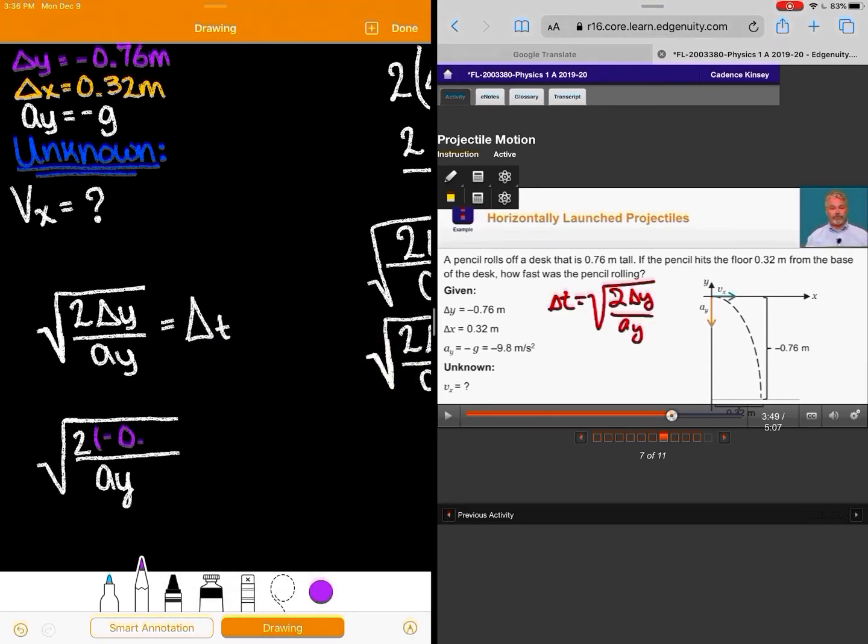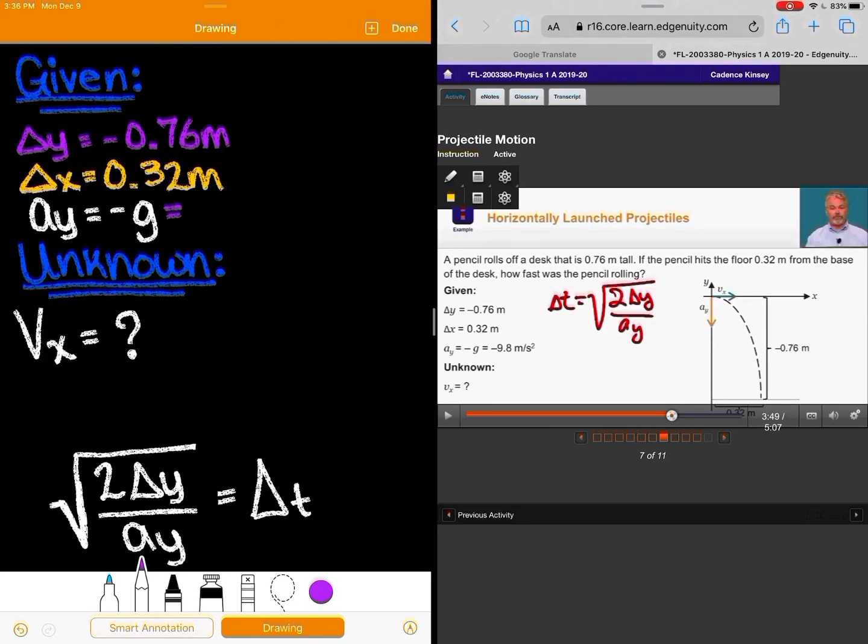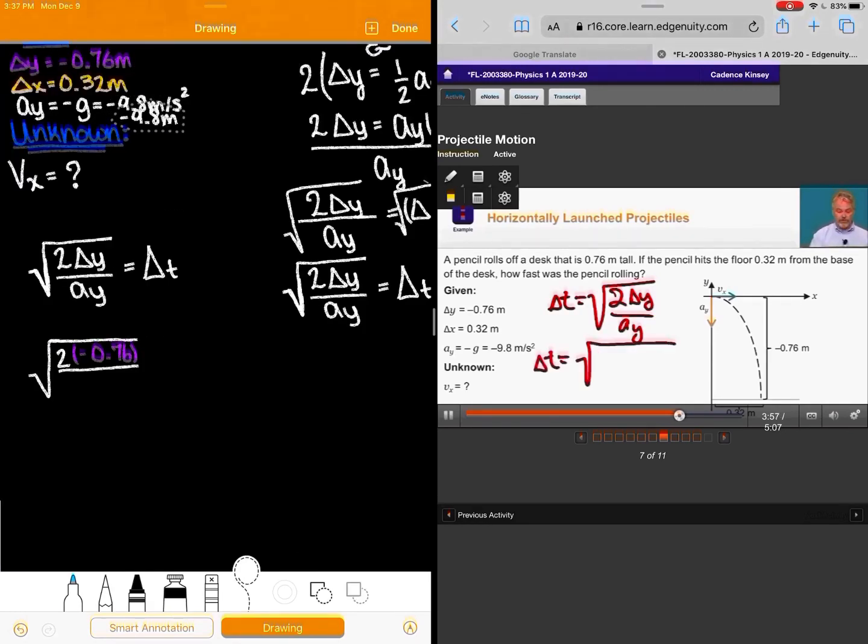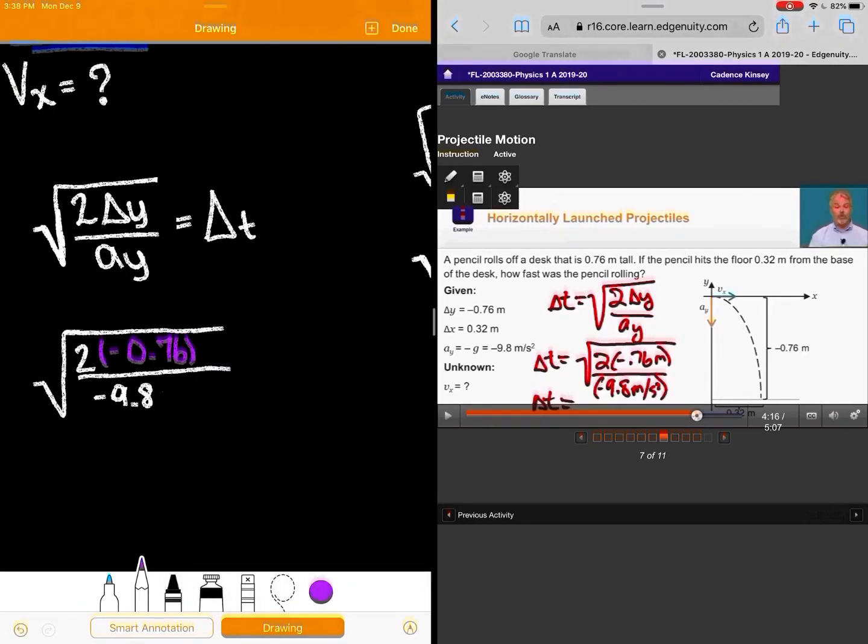So our delta y, which is in purple above, will go where you see delta y in the equation. Our a sub y will also be replaced by negative gravity. Negative gravity is equivalent to negative 9.8 meters per second squared. Now I'm just going to plug that in and add the units to keep track of them. Now we can simplify by multiplying 2 and negative 0.76 meters, and out we will get negative 1.52 meters. My apologies for not putting the units. And we can't forget about our negative 9.8 meters per second squared, which is also known as our gravity.